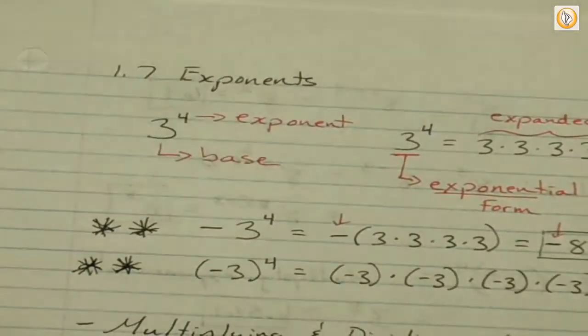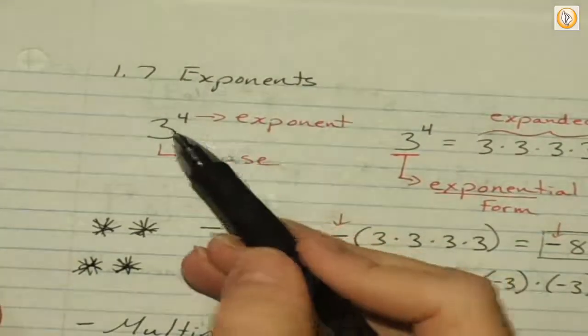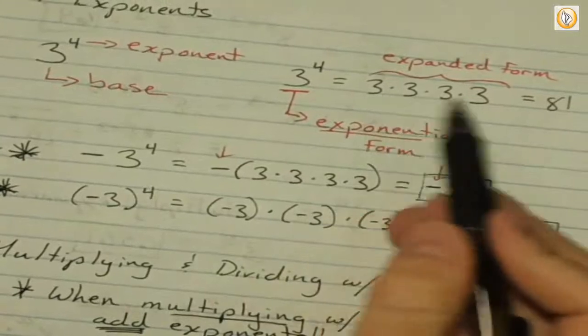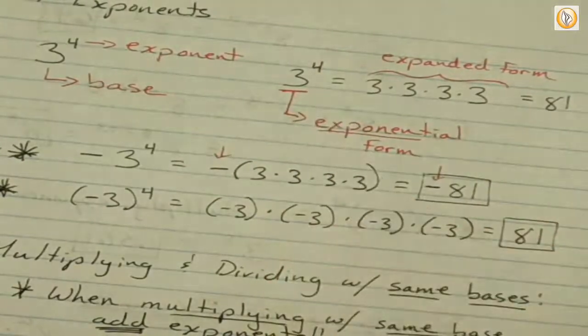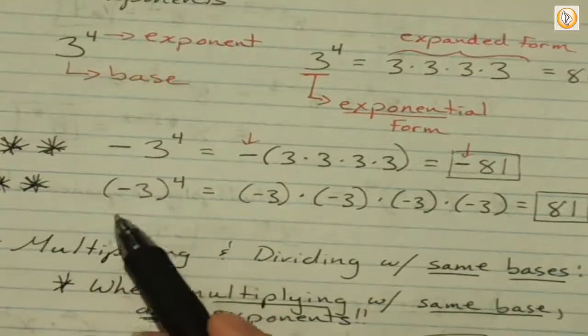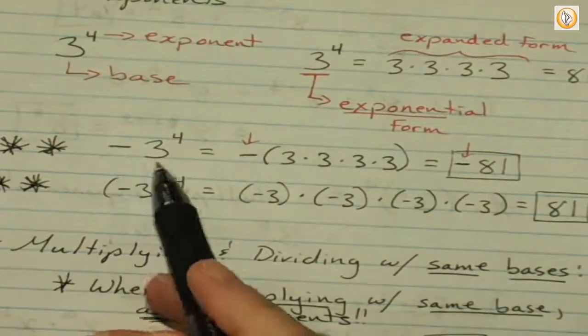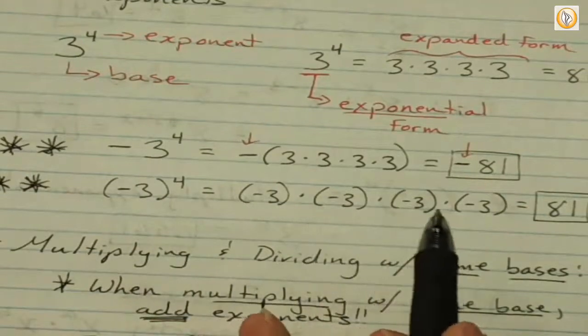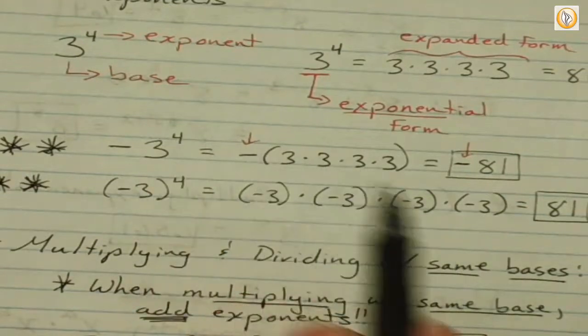So yesterday we started exponents. We talked about the little number up there is the exponent. This is the base. We talked about the difference between expanded form and exponential form. We discussed how to figure out the negatives, a negative base. If it has parentheses, you keep it in parentheses. If not, you write it out this way.